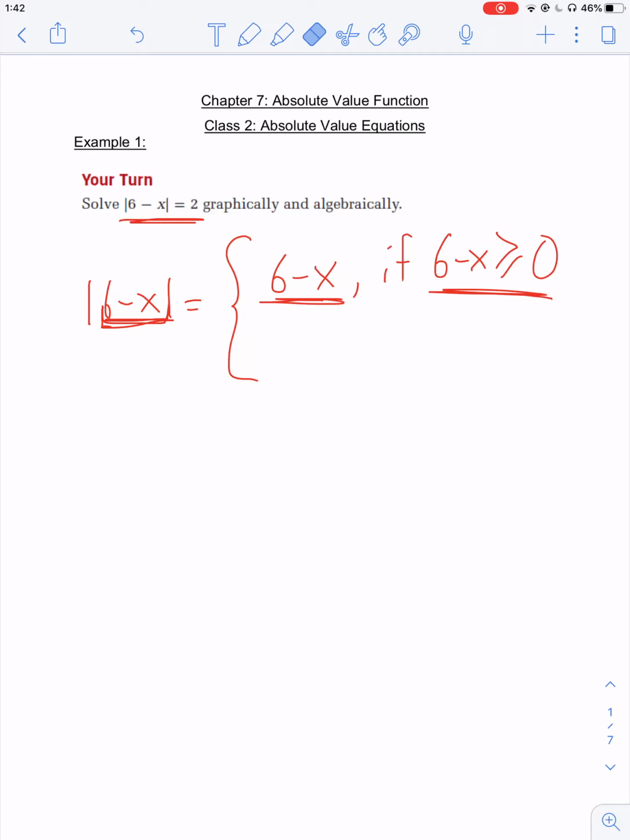But when you do this, make sure you're always solving for x. Okay, so make sure you're solving for x.